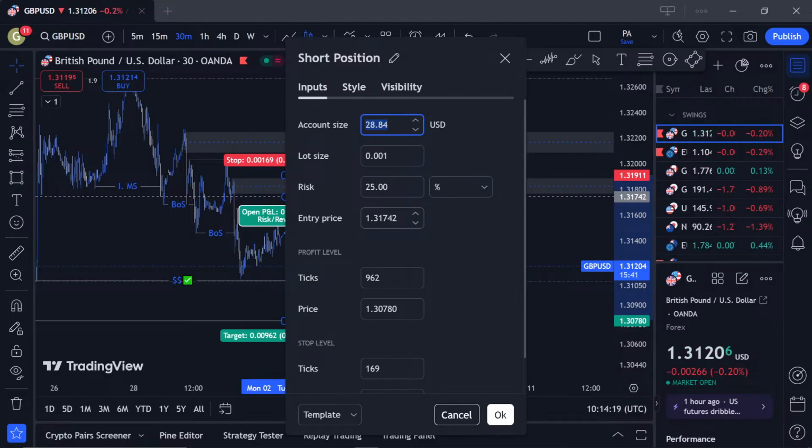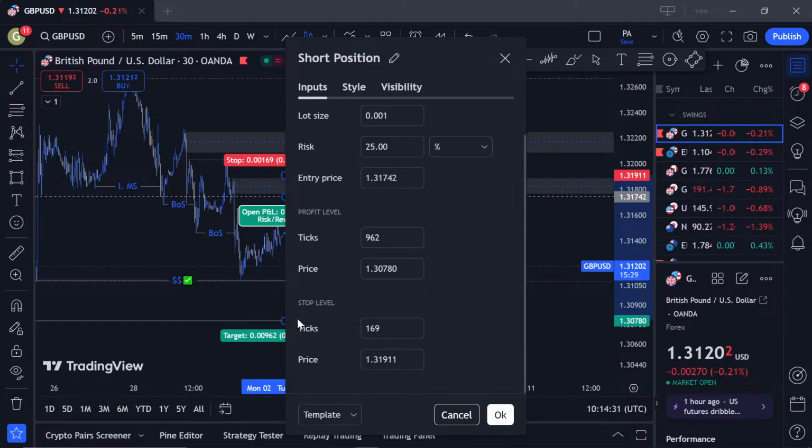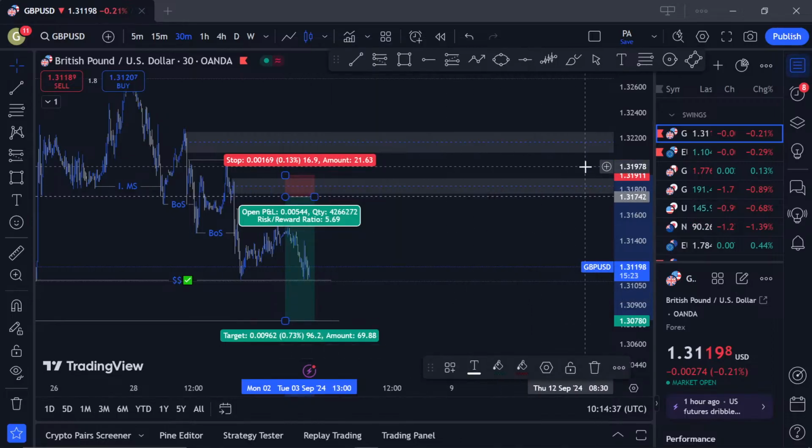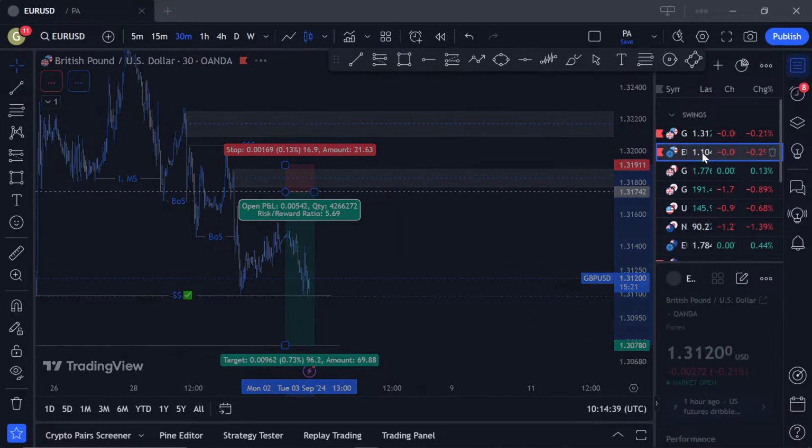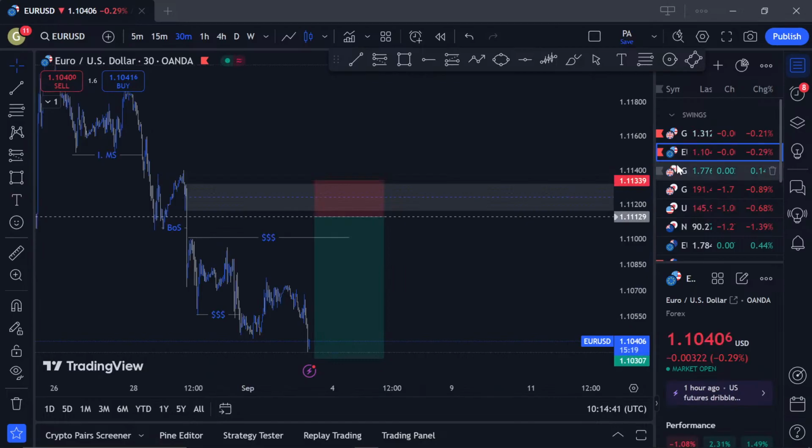Entry at 1.31742. That is if it touches my supply level, and they give me a bearish close. My profit level is at 1.30780, my overall take profit. And then my stop loss is at 1.31911. Same as EUR USD as well. I'm waiting for a sell.